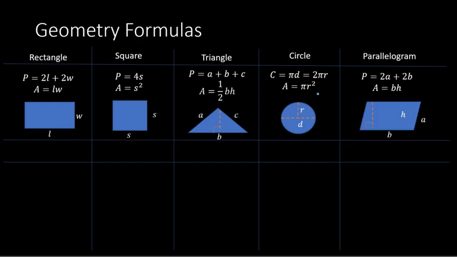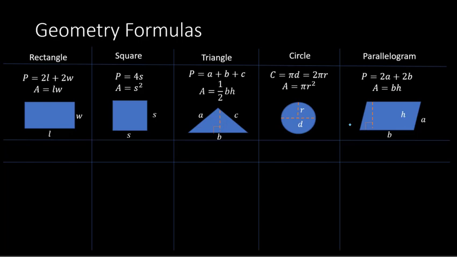A parallelogram is similar to a rectangle. For the perimeter we would do 2 times one side length, plus 2 times the other side length. And the area is found by doing base times height. The height should be over here, this perpendicular distance. So that would be your 2-dimensional objects.